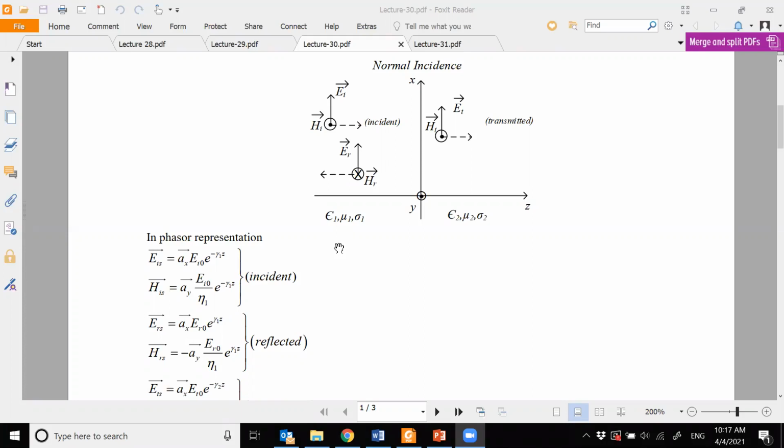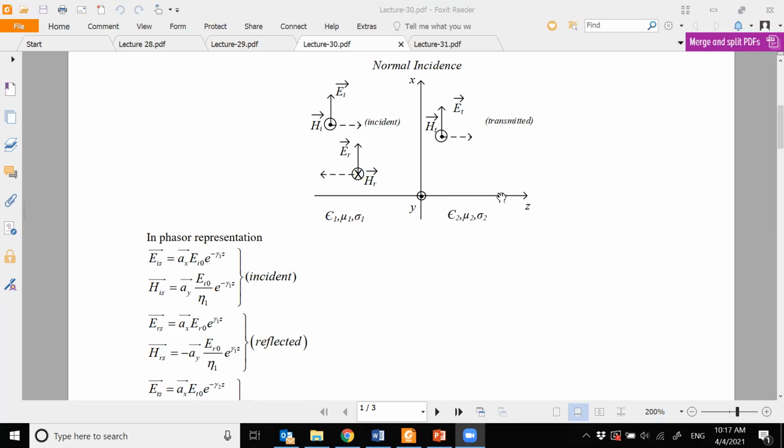Mr. Ahmad Al-Ghamdi, are you there? No? Mr. Abdul Rahim Al-Mushrif? Yes. Yeah, so can you tell me what will be the total electric field in medium 1, Mr. Abdul Rahim? It will be the incident and the reflected. Reflected, yes.